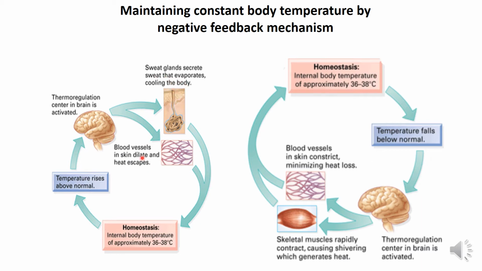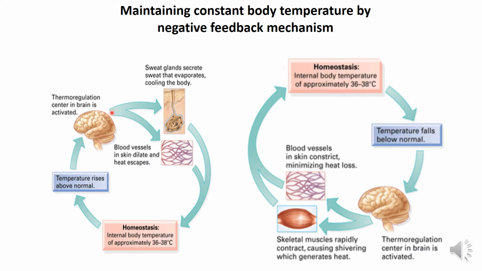This is further explanation of negative feedback mechanism. And the best example is maintaining the constant body temperature by this negative feedback mechanism. So let us see what will happen if the temperature is increased more than normal. So in this case, the temperature is increased more than normal. This increase in the temperature more than normal will be detected by receptors, and impulses will go to the thermoregulation center in the brain.